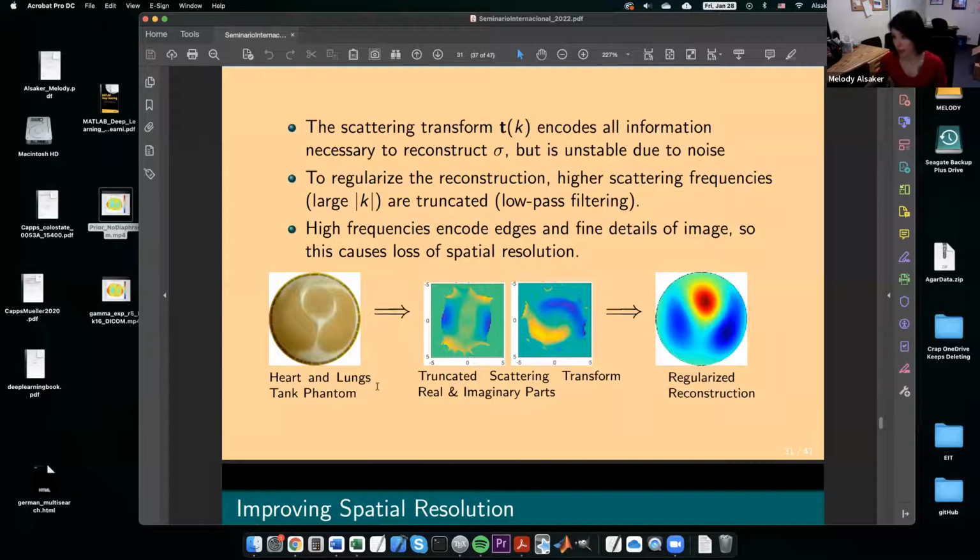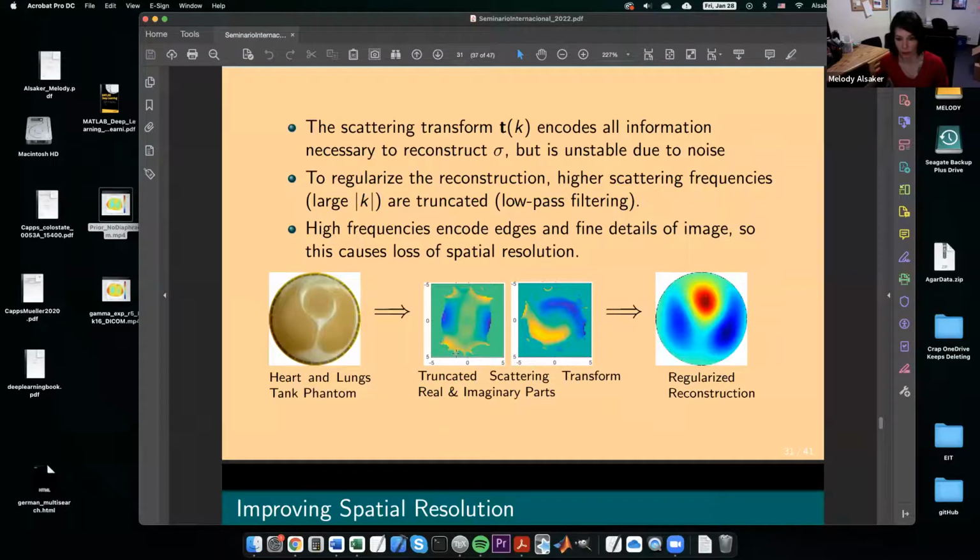So here in picture form, this is the physical setup. It's a heart and lungs tank phantom setup. So we take measured data of this situation here. We can compute the scattering transform, which is a 2D function and it's got a real part and an imaginary part. So that's why we're seeing two plots there. And we're looking down on the function. This is a surface, but we're looking down on it from above so we can see an image. And so you can see here these edges that are snipped off.